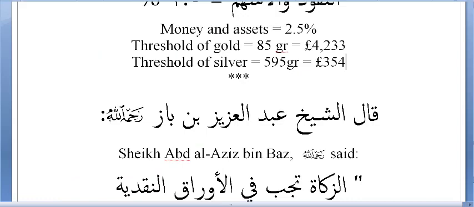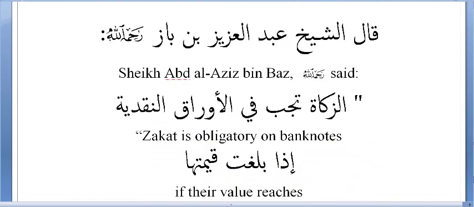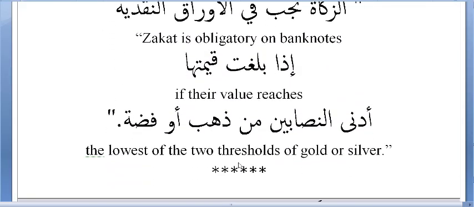So Ibn Baz, rahimahullah, said take the lower threshold, the lowest of the two thresholds of gold and silver. And we know the silver is the lowest. So he's advising that. He doesn't say it is sunnah to take this, he just says it's preferable. So we leave it to you how you want to calculate your zakah.